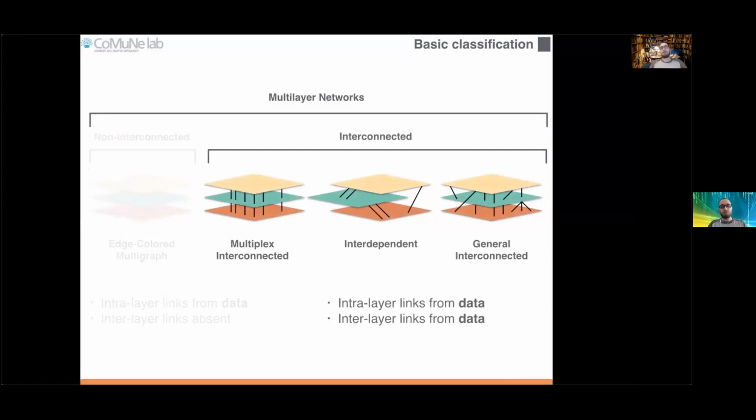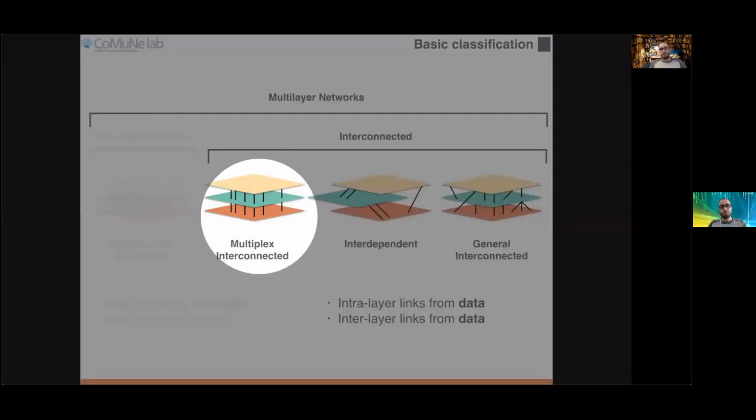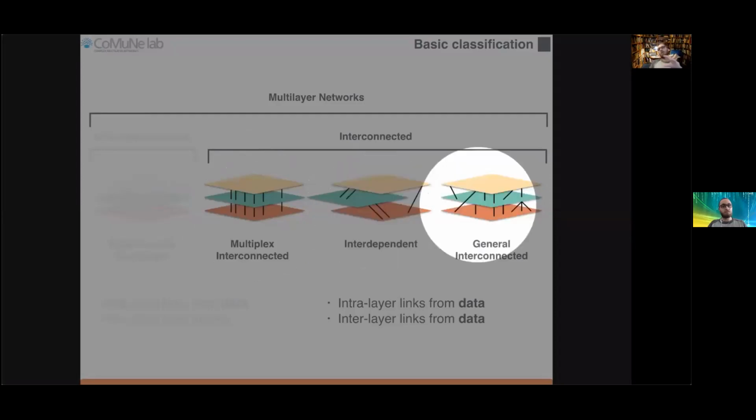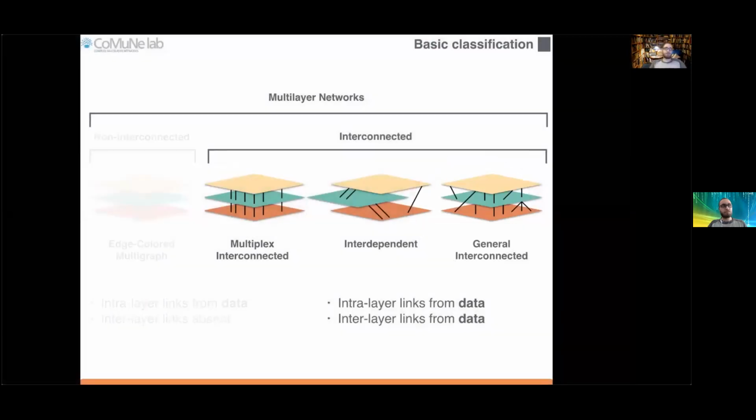So interlayer connectivity is provided by the data. And you can have simple multiplex systems, where the replicas are interconnected with each other across the layers, or interdependent systems, where the nodes are of different type across the layers, or a mixture of the previous cases.